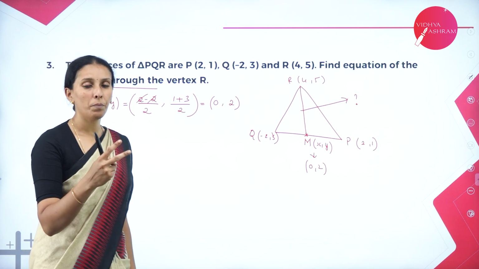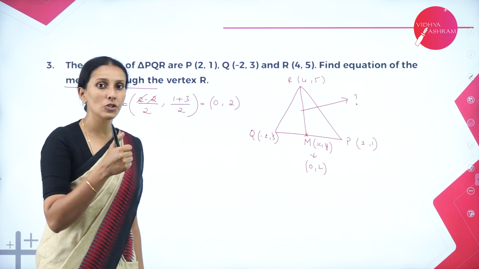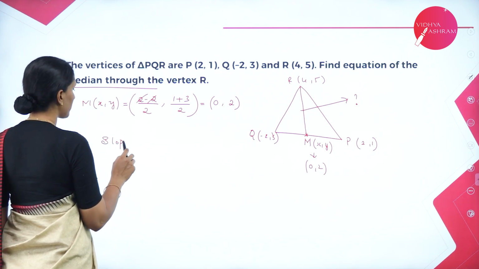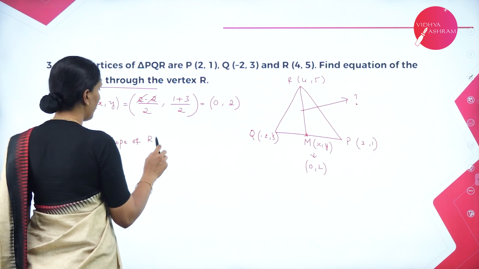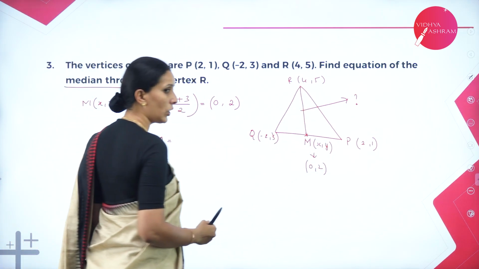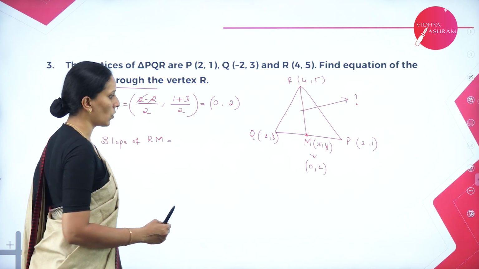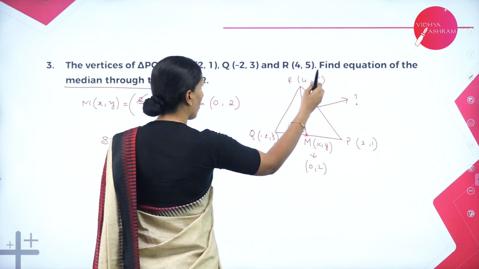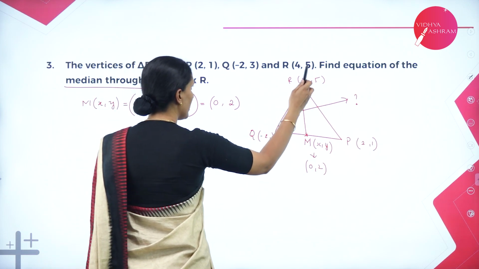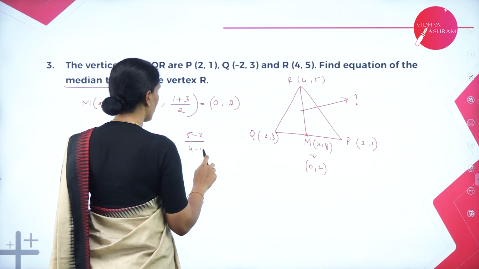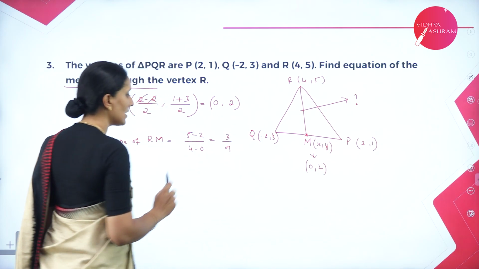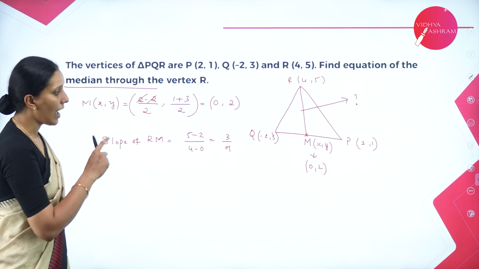So when we have 2 points on the given line, we can calculate the slope of the line. Therefore, the slope of RM will be the difference in y coordinates with respect to the difference in x coordinates. So what is the difference in y coordinates? 5 minus 2, divided by the difference in x coordinates, 4 minus 0, which will be 3 divided by 4. So this is the slope of the line RM.